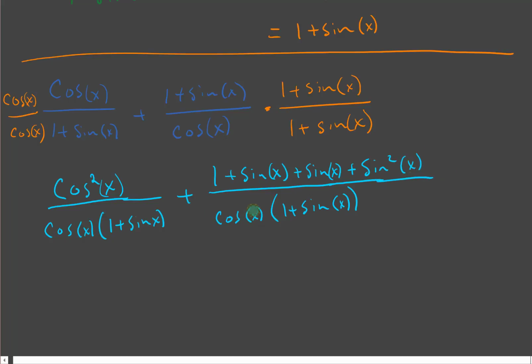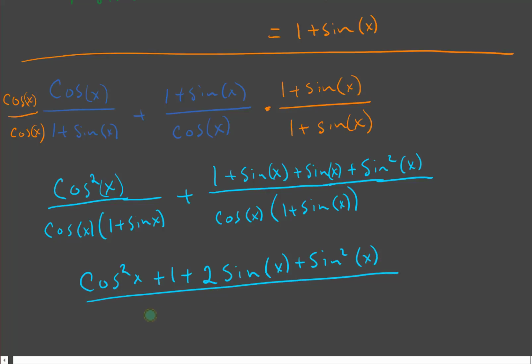We have our common denominator now, so we can combine the two numerators. So we have cosine squared x plus 1 plus, we're going to go ahead and combine like terms here. This becomes 2 times sine of x plus sine squared of x, all that over cosine of x times 1 plus sine of x.